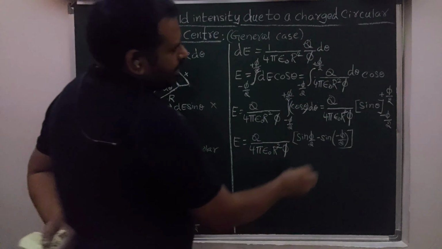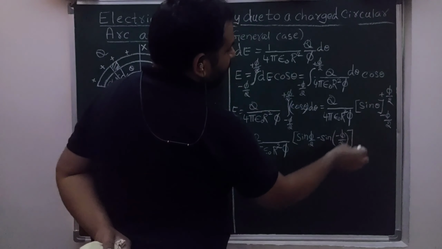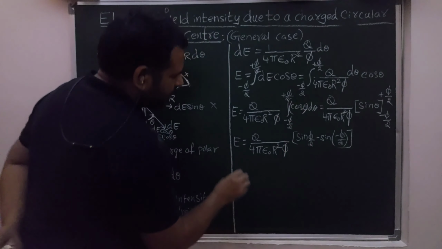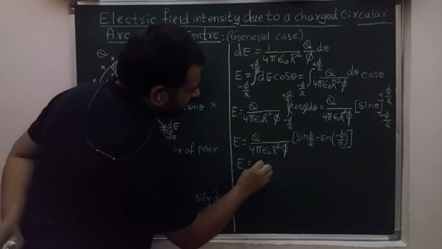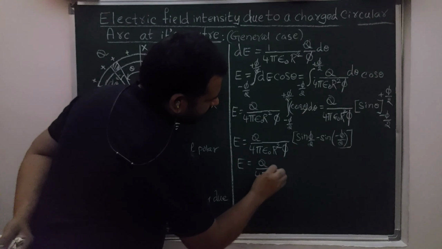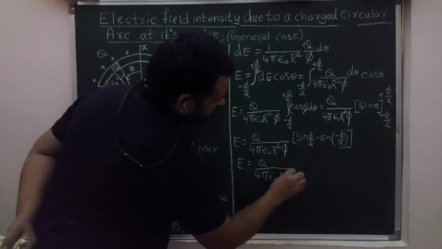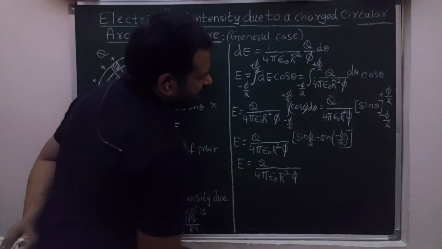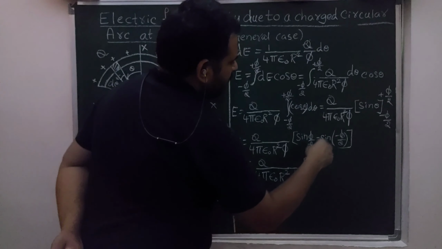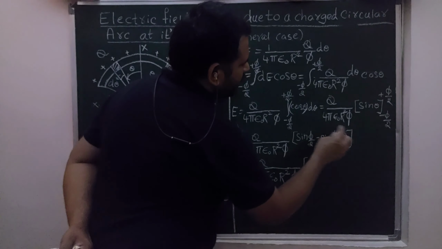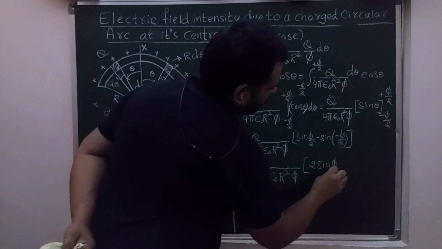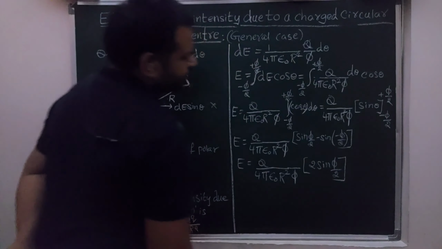See here, sine of minus φ/2 is minus sine φ/2. So we can write E is equal to Q by 4π epsilon naught r square into φ, into sine φ/2 minus of minus sine φ/2. This becomes plus sine φ/2 plus sine φ/2, that is 2 sine φ/2.